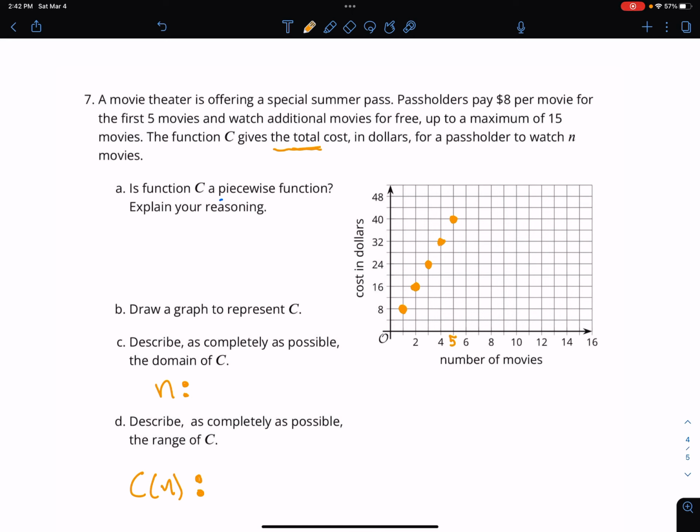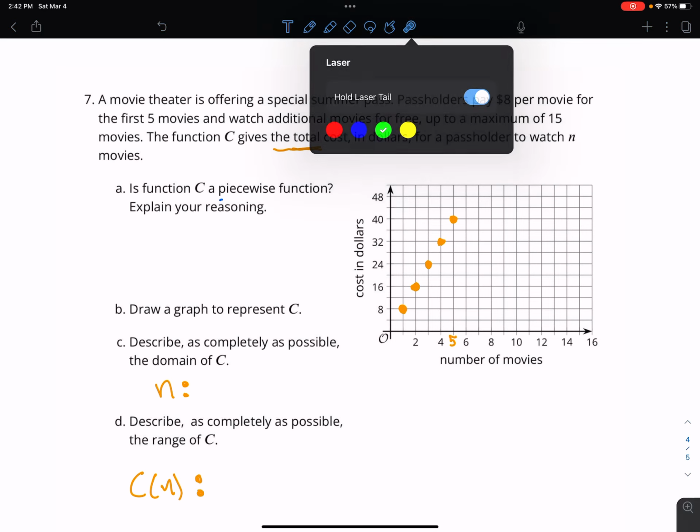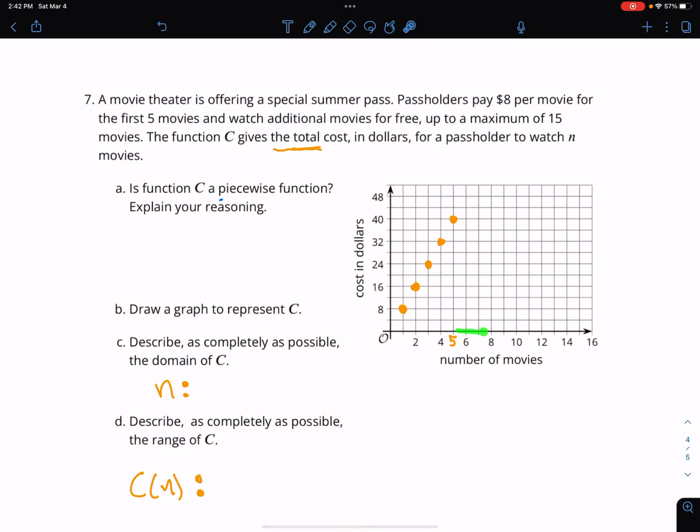Well, now here's the interesting part of the graph. We're gonna get to see 10 movies for free, okay? And sometimes on this problem, I've seen people that want to graph it down here. They're like, well, these movies are free, right? So shouldn't it be down here? But you know what the problem is? We're graphing the total cost here. So we already paid $40 to watch those first 5 movies. So you can watch 10 more, up to 15. But guess what? You already paid the $40. So you're up here. Your line's going to be up here. So let's draw a nice line over here.